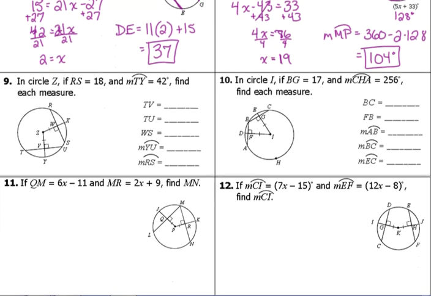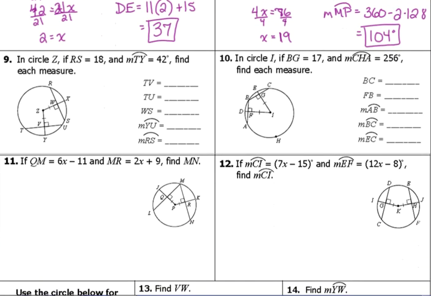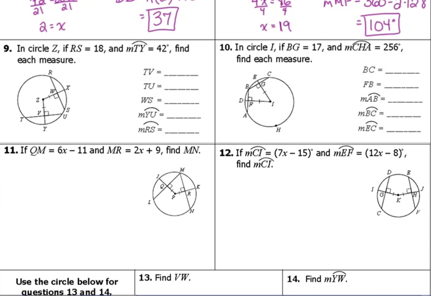Okay, let's look at number 9. Number 9 has a whole bunch of stuff going on, so let's break it down. In circle Z, if RS is 18, I'm not going to mark that just yet because I don't want to confuse myself. I am going to highlight that chord, but I don't want to cram that 18 into my picture. And the measure of arc TY is 42 degrees. I will go ahead and mark that.